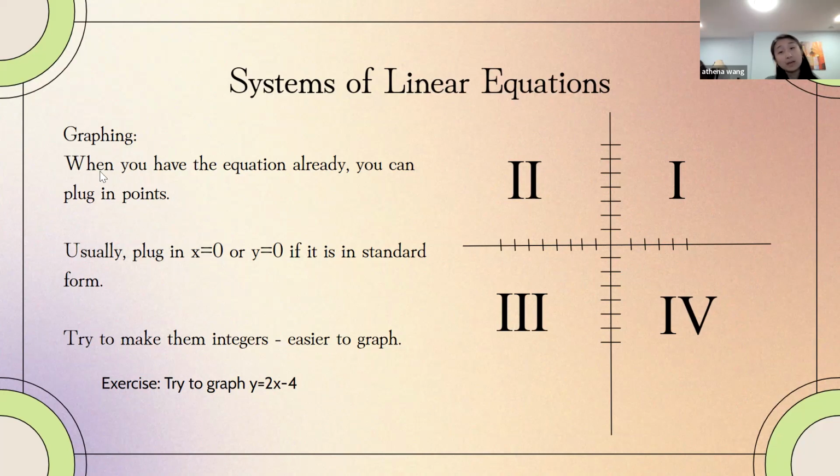And then when you already have an equation, you can just plug in the points. If they give you the equation, plug in the points and just graph it. So you usually want to plug in like x equals 0 or y equals 0 if it is in standard form. And you can also just plug in like x equals 1, but try to make both of the coordinates integers because that just makes it easier to graph. So here's an exercise, like try to graph y equals 2x minus 4. Just grab a piece of paper and I'll give you like 1 minute because this should be pretty easy.